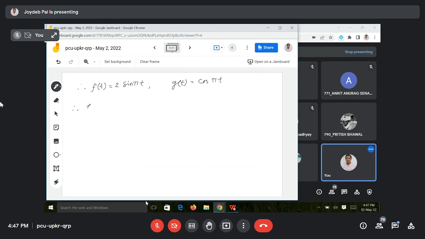Therefore, Laplace inverse of 2 pi s divided by (s squared plus pi squared) whole squared is the Laplace inverse of F(s) into G(s). By the convolution theorem, it is f star g, that means 2 sin pi t star cos pi t. Now, how do we get this star operation?